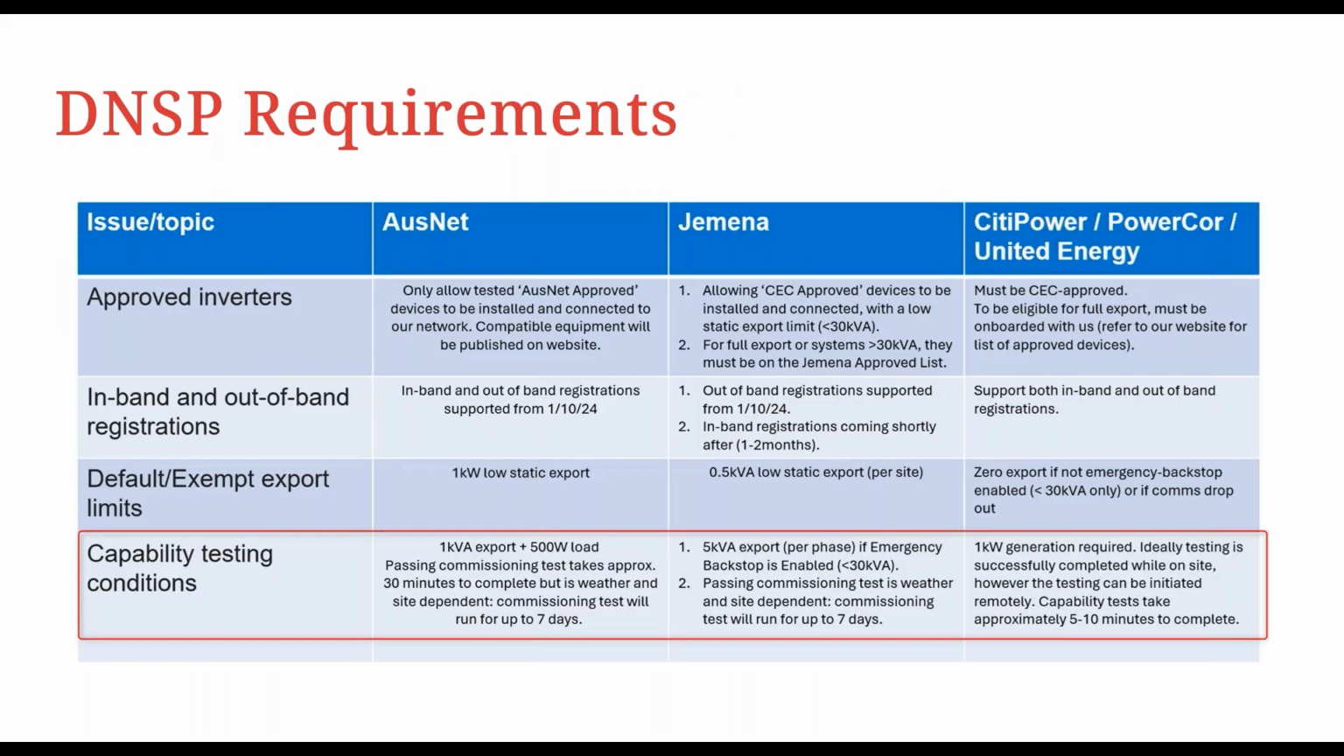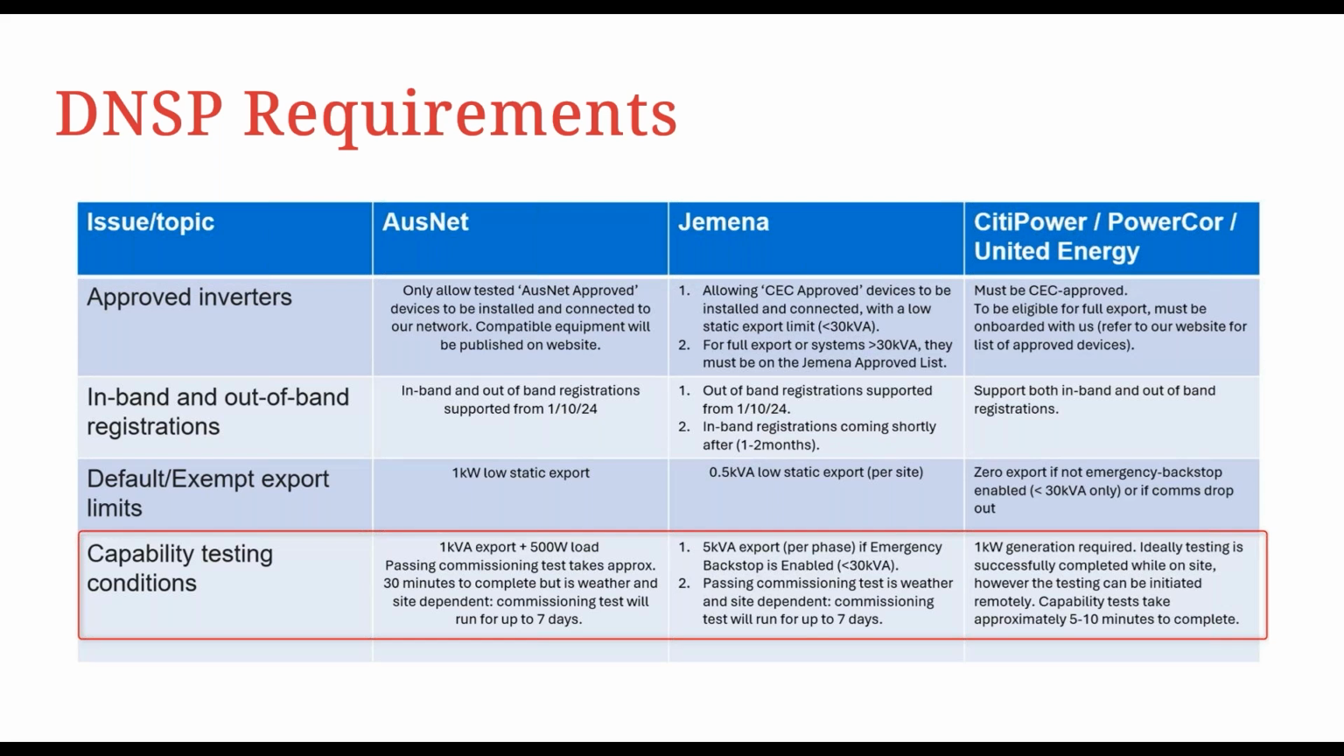So this is the fun bit. DNSP requirements differ between them, so I'll run through this a little bit. As I said, you've got Ausnet in one category, Jemena in one, and then Citipower, Powercor and United are in their own group together. The approved inverters aren't so important because Fronius is compliant with all of them. But they need to be CEC listed and compatible on the website of the respective DNSP.